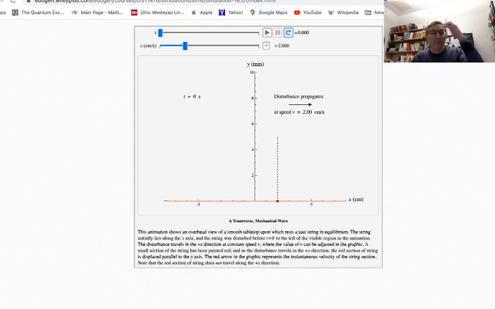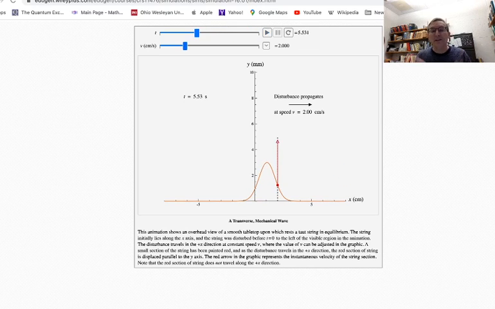Now I'm going to run it again. Now I want you to focus on that red dot, because that's just one particular piece of the string, and I want us to focus on how that piece of string moves. Focus on the red dot. And it moves up and then down. So any particular piece of string, such as the one painted with the red dot, merely moves in the y direction, up and down.